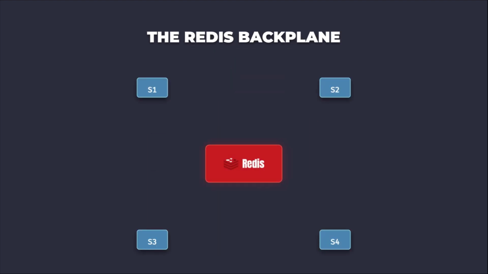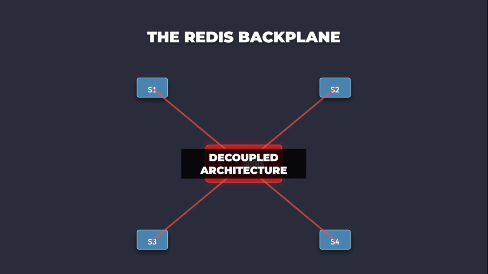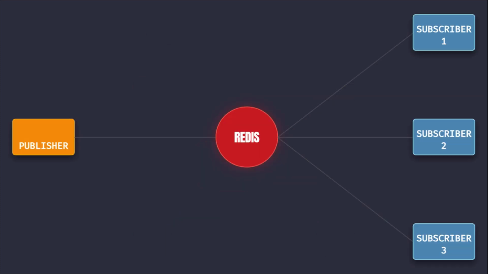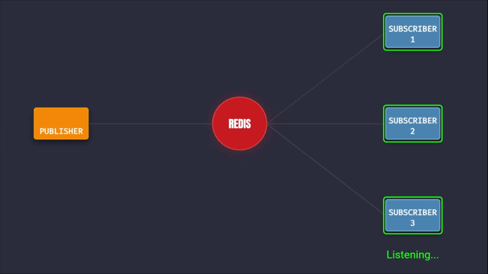The fundamental requirement is a shared message backplane, accessible by all application servers. This backplane must decouple the message producer from the consumer, allowing any server to broadcast data regardless of which server holds the client connection. We implement this using Redis PubSub, transforming the architecture from point-to-point to a robust distributed fan-out system. Redis PubSub provides the necessary message bus abstraction.